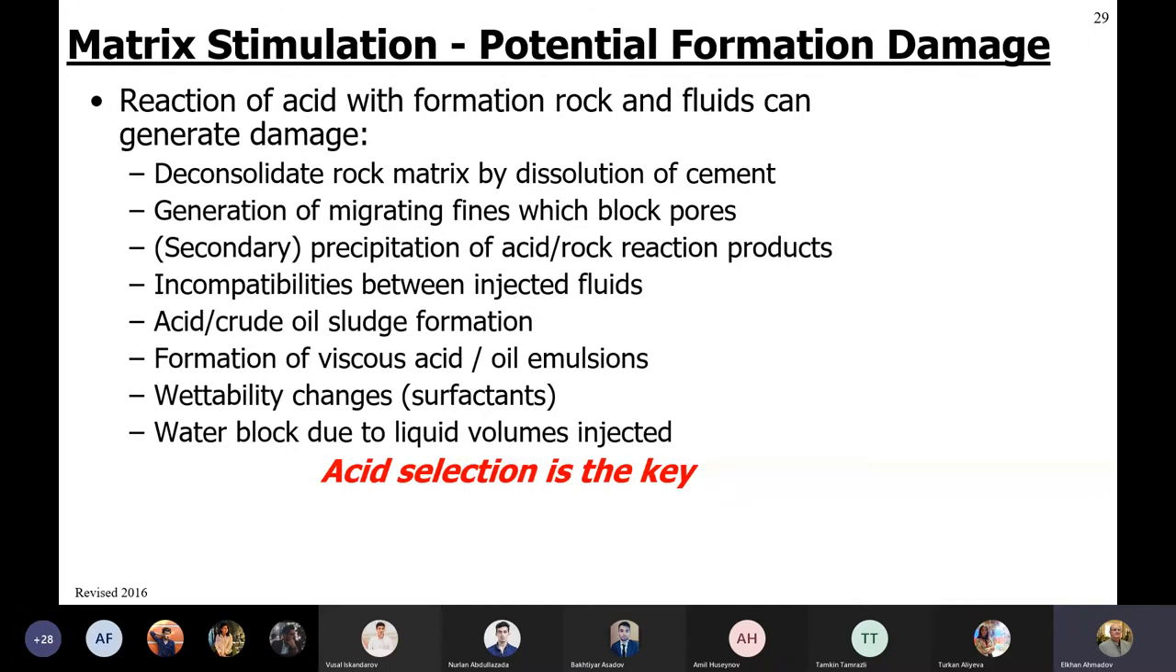And water block due to the liquid volumes injected, again we learned in the formation damage part, when we block the pores with the water drops as a result of injection, completion or killing fluid into the wellbore. So that's kind of a formation damage that can happen due to matrix stimulation.